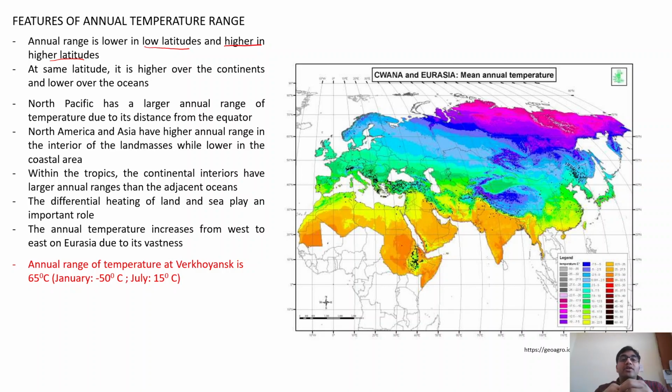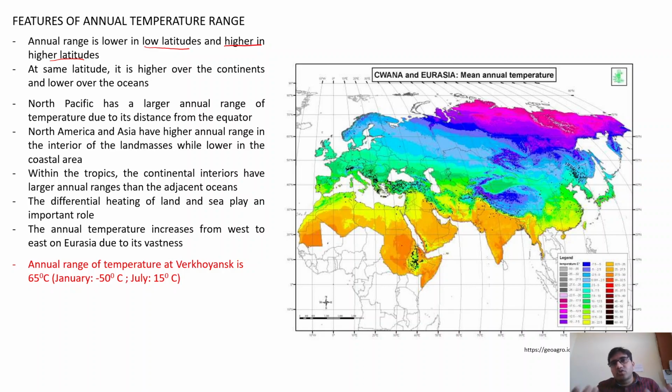Now, North America and Asia have higher annual range in the interior of land masses. So any continent which is surrounded by water bodies will have a higher temperature range in the interior, while lower temperature range in the coastal regions. The same thing is written over here, that within the tropics, the continental interiors have larger annual ranges than adjacent oceans. Just now we saw that in the tropical latitudes, the annual temperature range is not very high because of uniform heating. So the continents located in the tropical latitudes have higher range than the oceans located in the tropical latitudes.